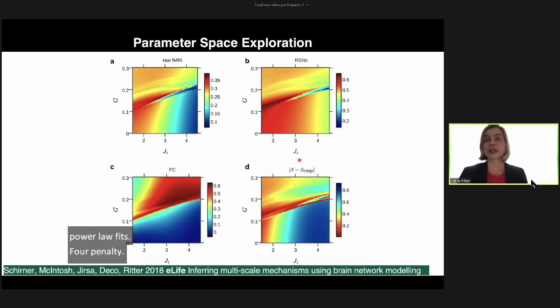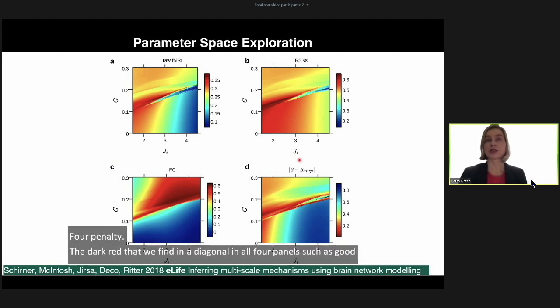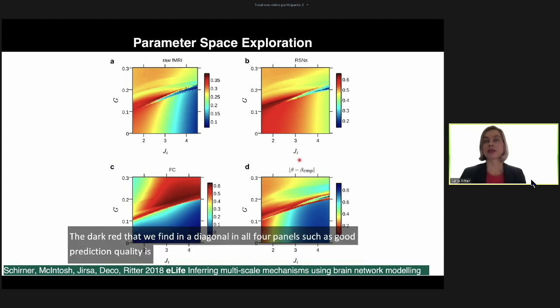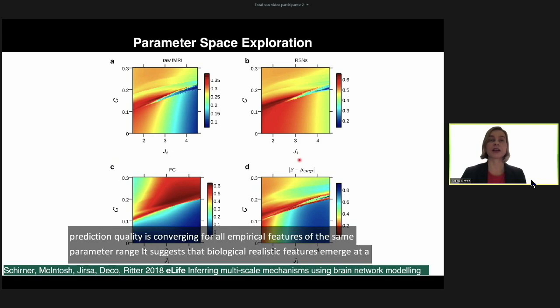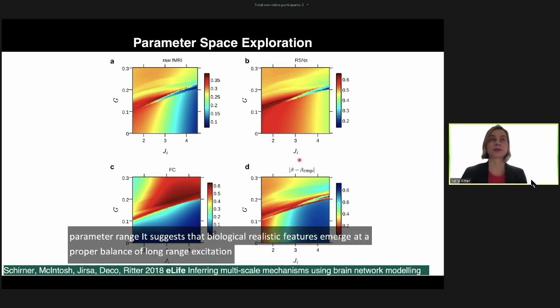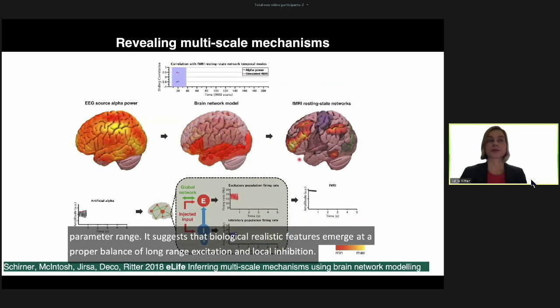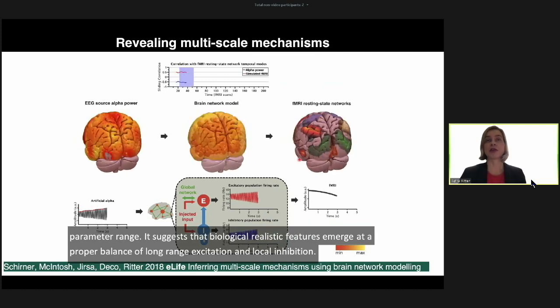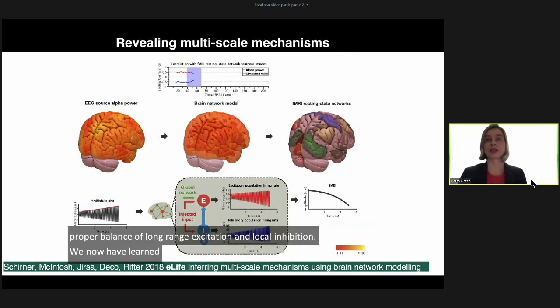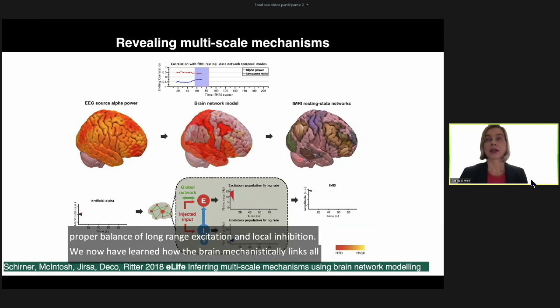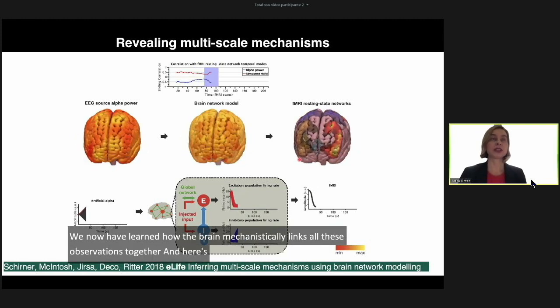The dark red that we find in a diagonal in all four panels suggests good prediction quality is converging for all empirical features in the same parameter range. It suggests that biologically realistic features emerge at a proper balance of long-range excitation and local inhibition. We now have learned how the brain mechanistically links all these observations together. And here's the hybrid model once more in action.